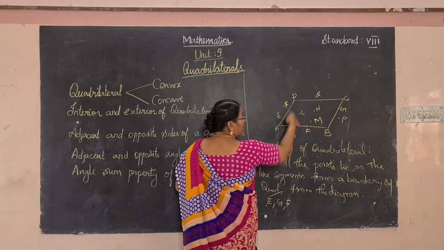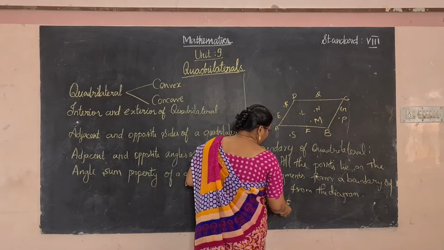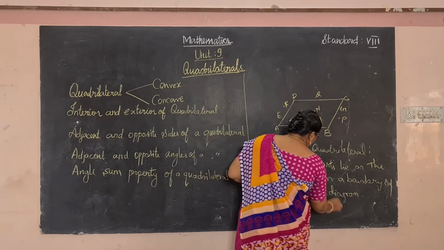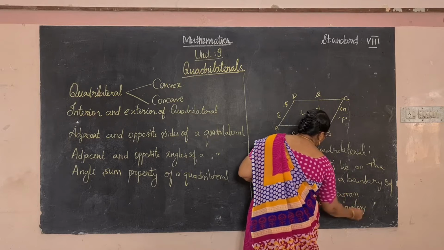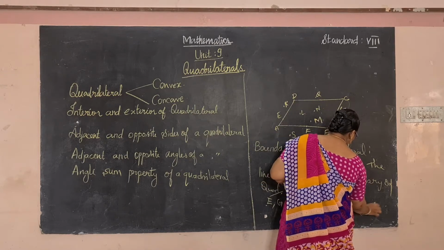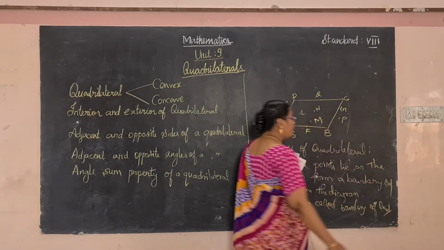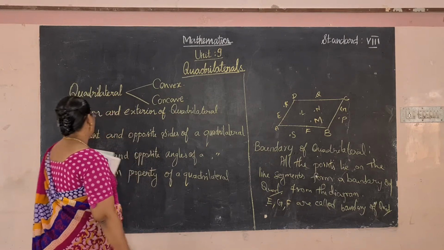These points lie on the line segments. So E, A, I, G, F are called the boundary of the quadrilateral. Boundary of the quadrilateral. Okay, now move to the next one.